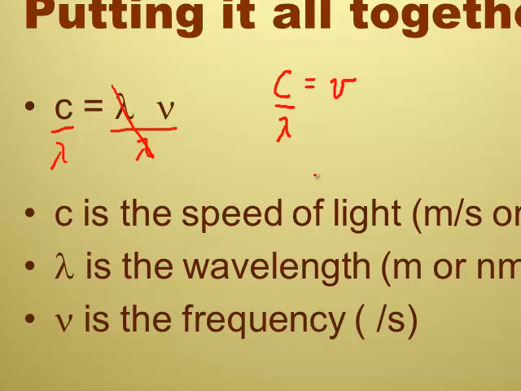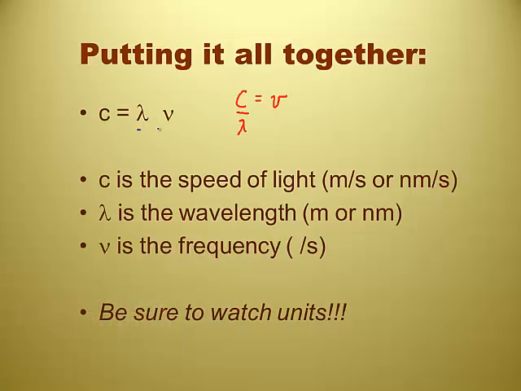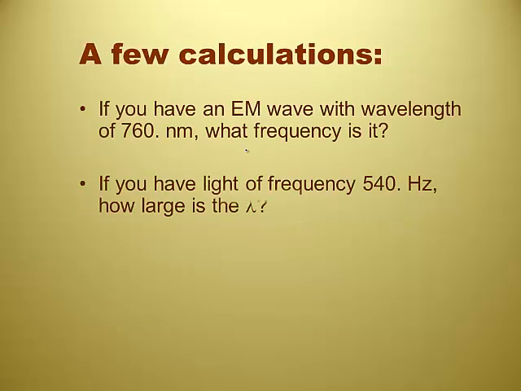Okay, now what if we wanted to do wavelength? If I wanted to do wavelength, I'd have to divide both sides by nu, and I'd get c over nu equals wavelength. Okay. We're going to do some examples right now.